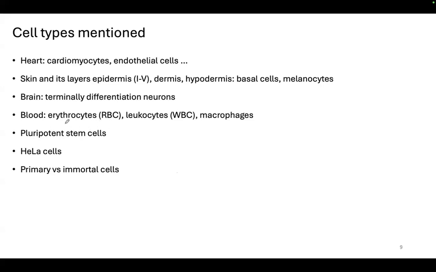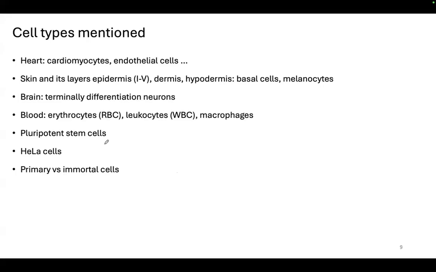Blood, you have erythrocytes or the RBCs, leukocytes or the WBCs, and macrophages. Food for thought, just try and see what is the difference between leukocytes and lymphocytes. If you already know that, great. Otherwise, just take a look. Then you have these pluripotent stem cells, or just stem cells for simplicity's sake.